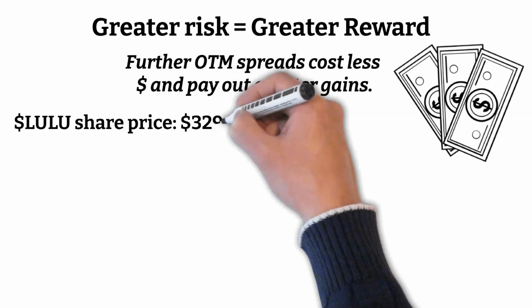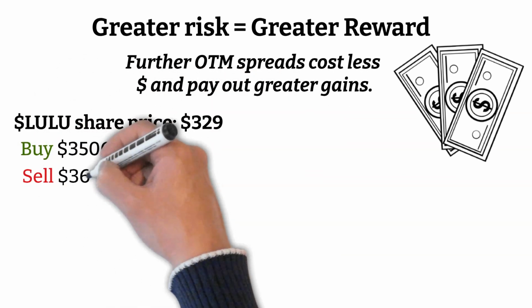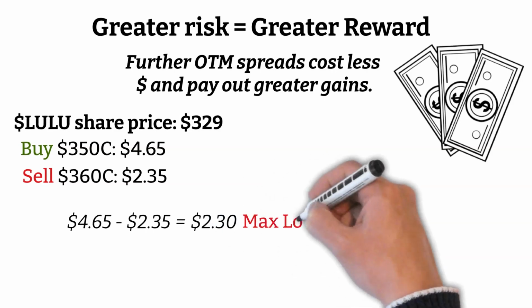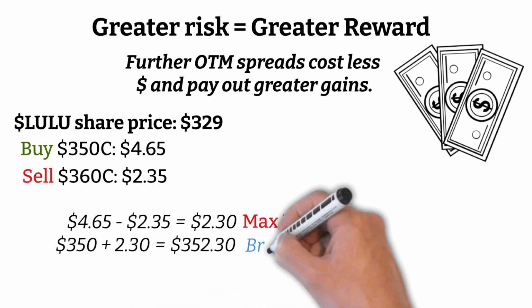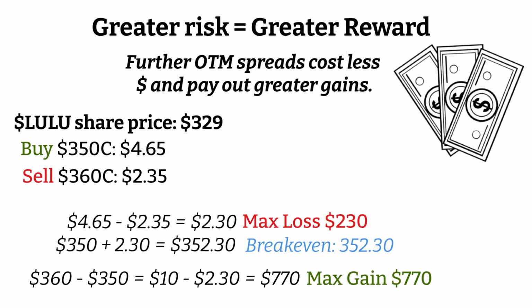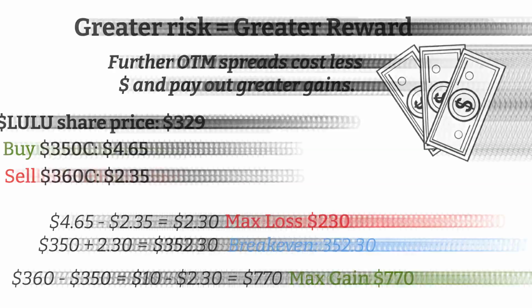For example, you could buy the 350 strike for $4.65 and sell the 360 strike for $2.35. This spread would cost you $2.30. Your break even would be $352.30. Your max loss would be $230, and you would have a maximum gain of $770.